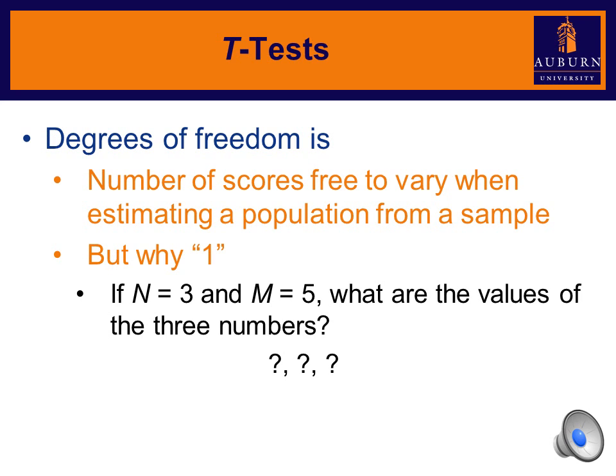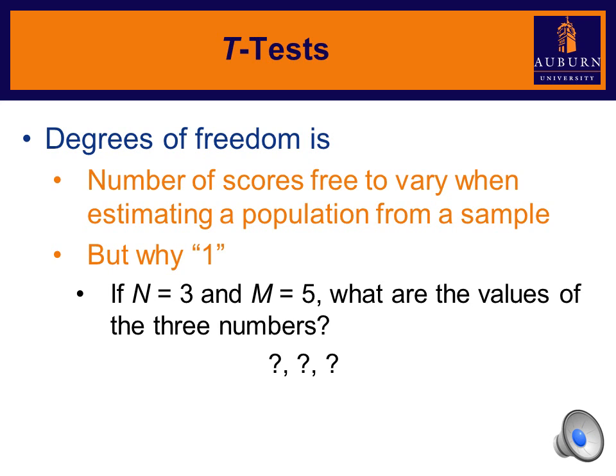The degrees of freedom is the number of scores that are free to vary when estimating a population from a sample. So in a sample we have a set of numbers. Well, those numbers can either be free to vary or not free to vary. So why is it in our formula that we subtract 1? And what does it mean to be free to vary? I think the best way to demonstrate this is to use a problem or an example.